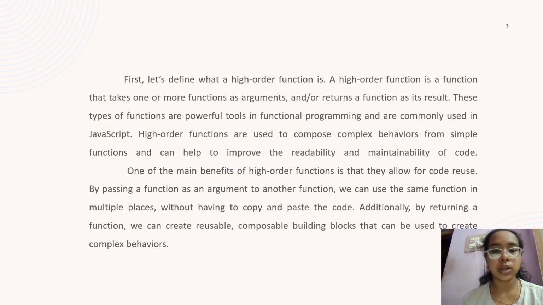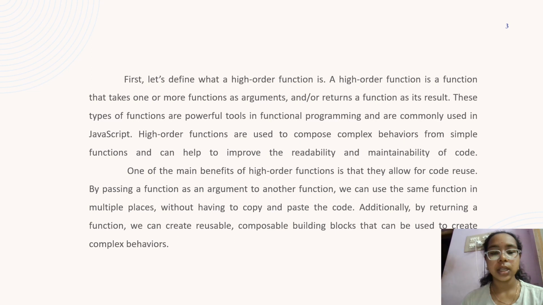First, let's define what a higher order function is. A higher order function is a function that takes one or more functions as arguments and returns a function as its result. These types of functions are powerful tools in functional programming and are commonly used in JavaScript. Higher order functions are used to compose complex behavior from simple functions and can help to improve the readability and maintainability of code.